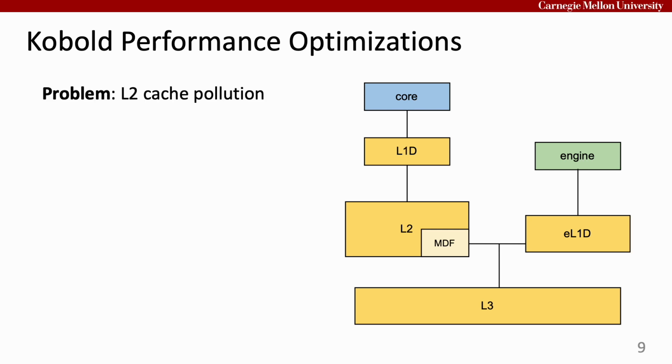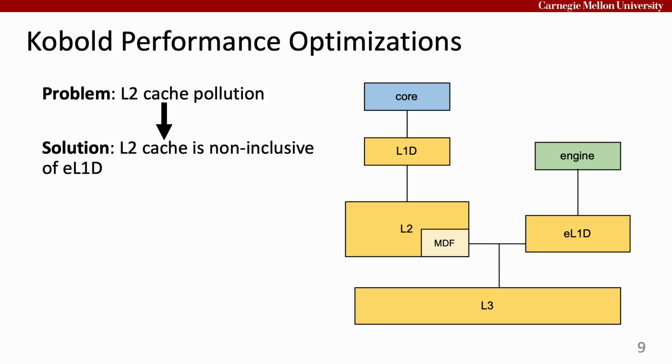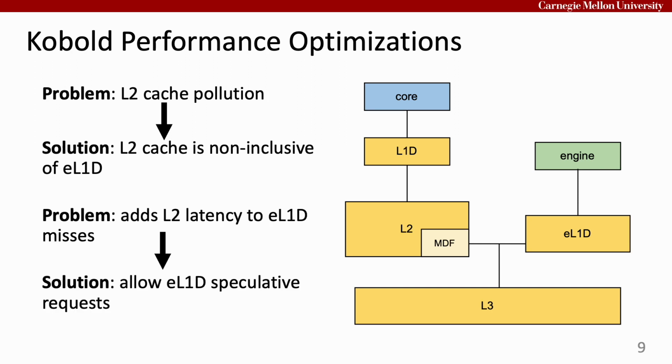To avoid polluting the L2 cache, Kobold makes the L2 cache non-inclusive of the EL1D, so data is only stored in the L2 when the core requests it. To minimize latency on EL1D misses, Kobold can send speculative requests from the EL1D directly to the LLC. These optimizations are explained further in the paper.